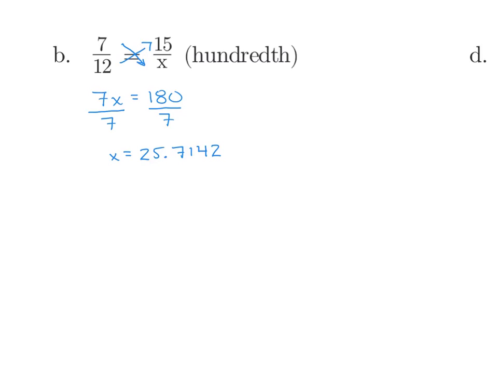25.7142. This keeps going. And so we want to round to the nearest hundredth. What digit is in the hundredths place? That is going to be my 1. My 4 tells me to round up or down. It tells me to round down, and so this is going to be 25.71.